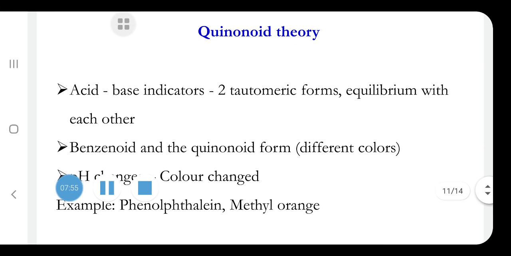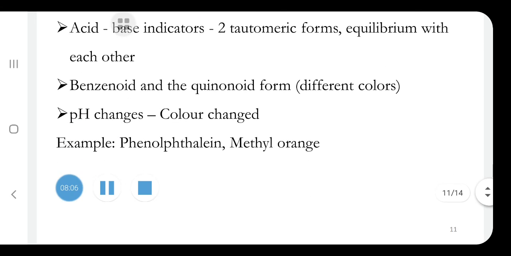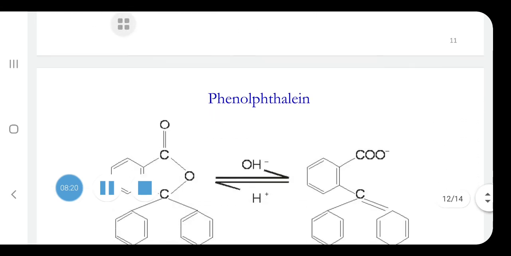Coming to the second theory, the quininoid theory. According to this theory, the acid-base indicators occur in tautomeric forms which are always in equilibrium with each other, a benzenoid form and a quininoid form. They have different colors and preferably exist in unique pH ranges. So when there is a change in the pH, there is a change in the tautomeric form, consecutively leading to a change in the color of the solution.